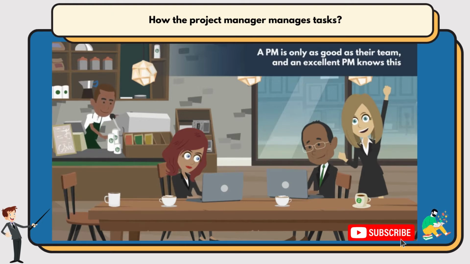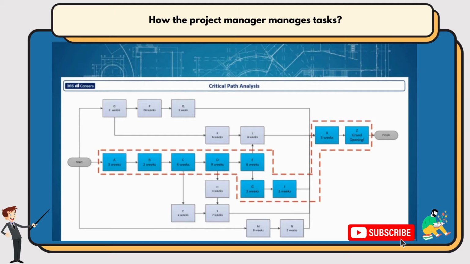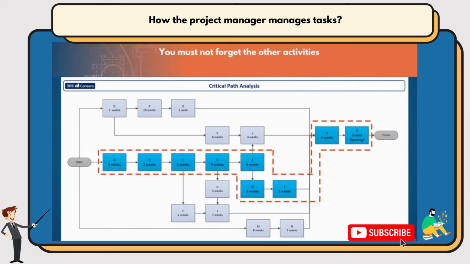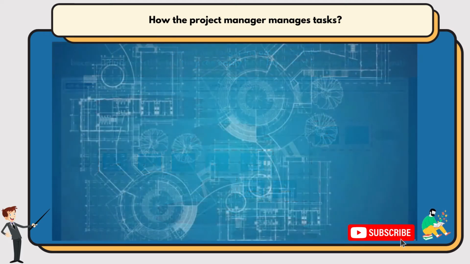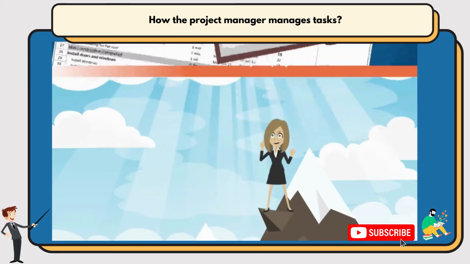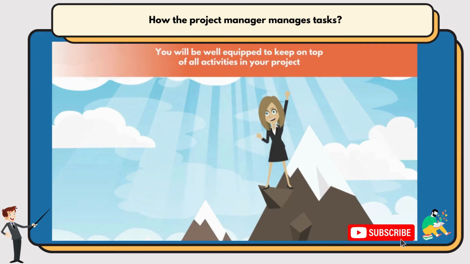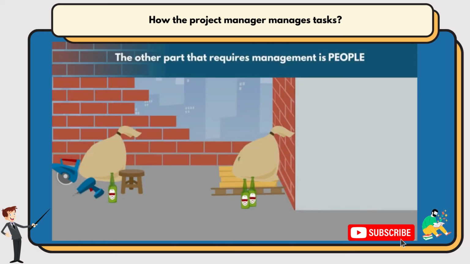Now, the critical path is, well, critical. But you must not forget the other activities. They deserve attention too. Because if underestimated or not supervised, they can easily be delayed and become the critical path. Luckily, with your detailed project plan and project diary, you will be well equipped to keep on top of all activities in your project. The other part that requires management, however, is people.